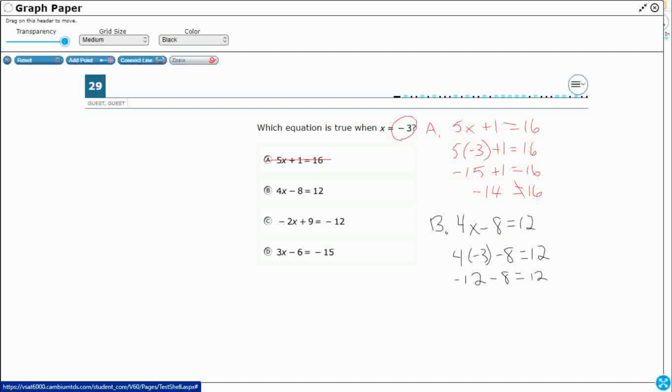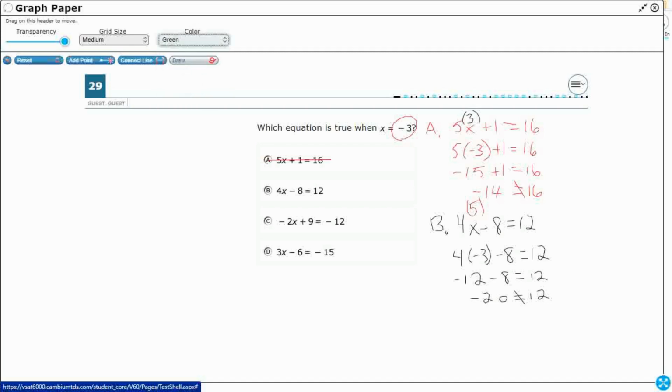-12 minus 8 is going to get you to -20. Okay, so that is not particularly close. So this right here, let's look at A. A would have worked if we would have put 3 in there, because that would have been 15 plus 1. And B would have worked if we would have had 5 in there. That would have been 4 times 5, it's 20 minus 8. So that -3 is just not working for either of those.